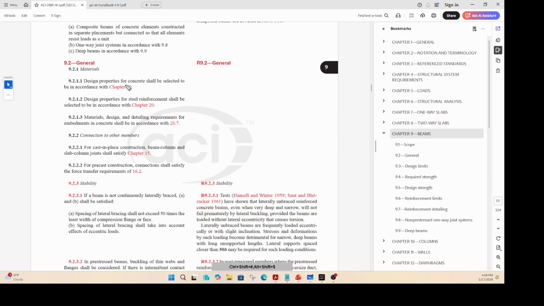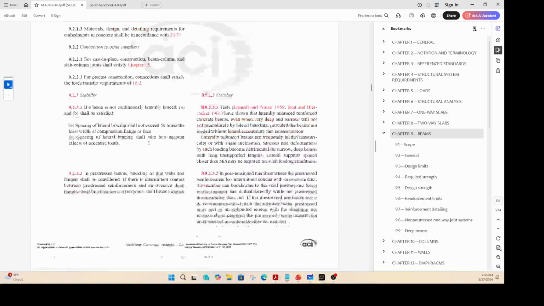It's pretty simple. If you are looking at properties of concrete, then you should go to that chapter. Properties of steel used in beam, then we will have to go to this chapter here. If you're talking about material requirement, detailing requirement, then you go to chapter 20, right? So basic stuff like that. Okay.